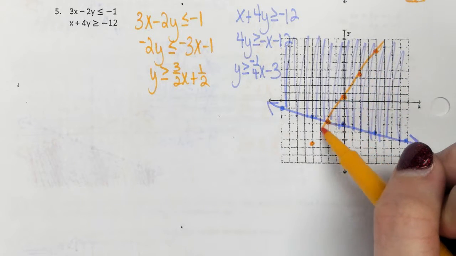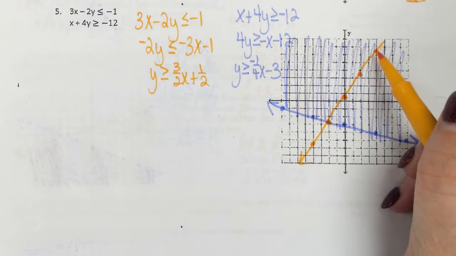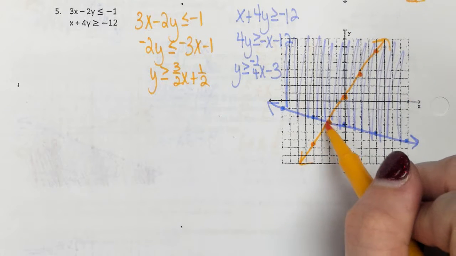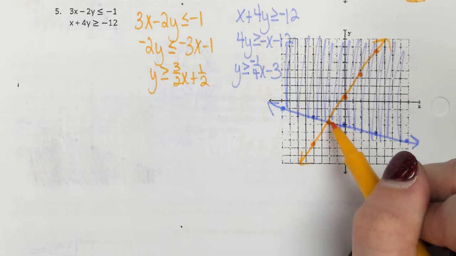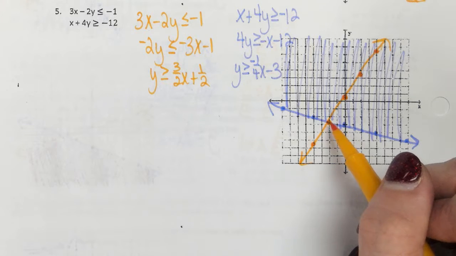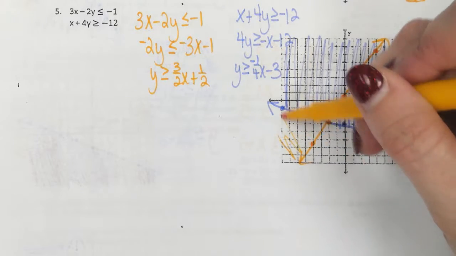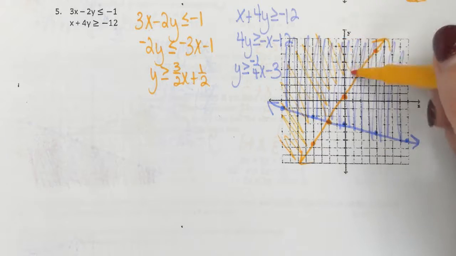Alright, and don't freak out about the fact that it crosses at a fraction, because I'm not worried about where the lines cross with inequalities. I'm worried about where the shading crosses with inequalities.